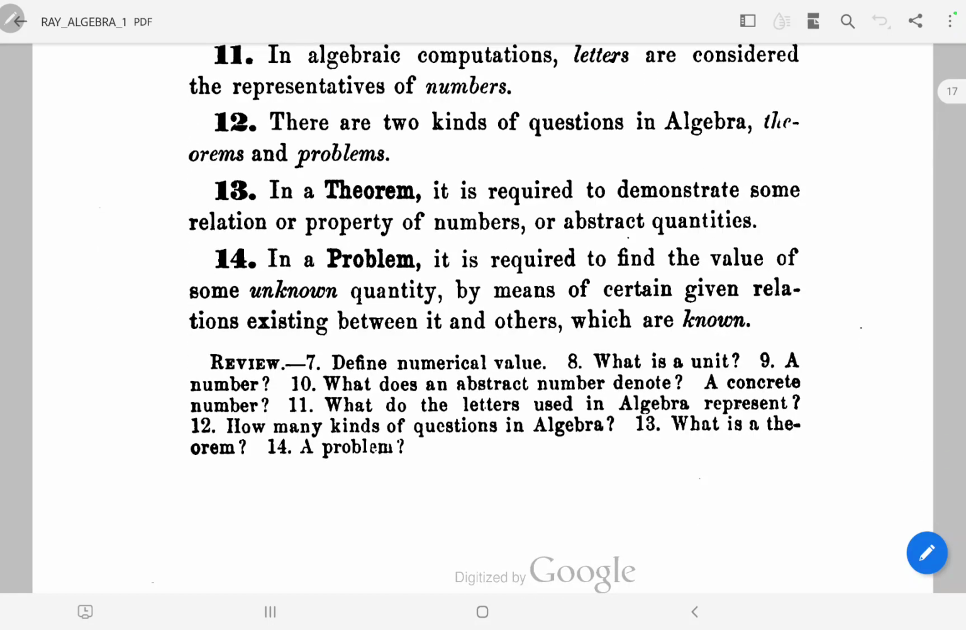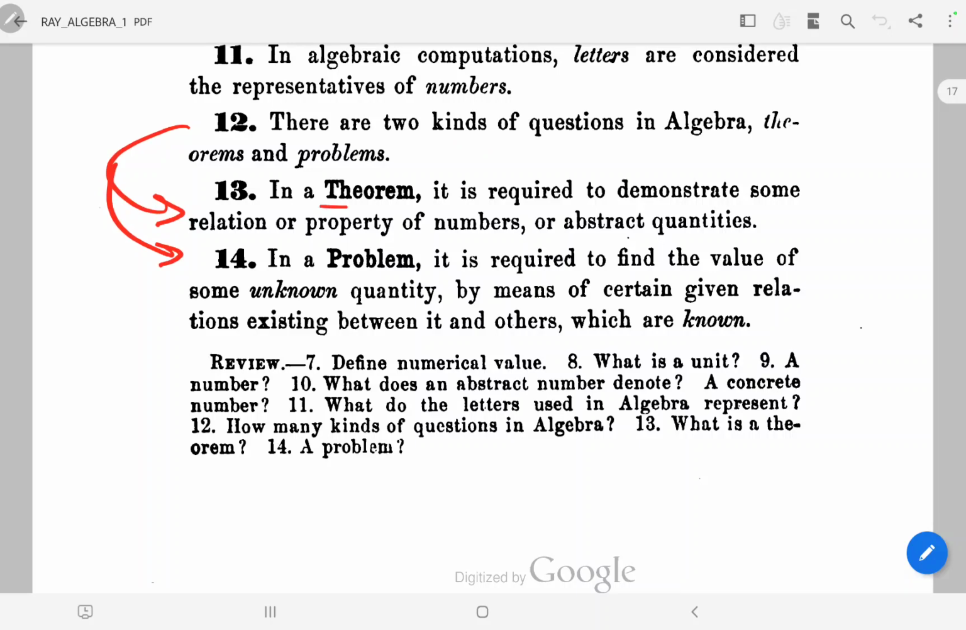There are two kinds of questions in algebra: theorems and problems. And we can see these two kinds described in Articles 13 and 14. There are two kinds of questions in algebra, theorems and problems.